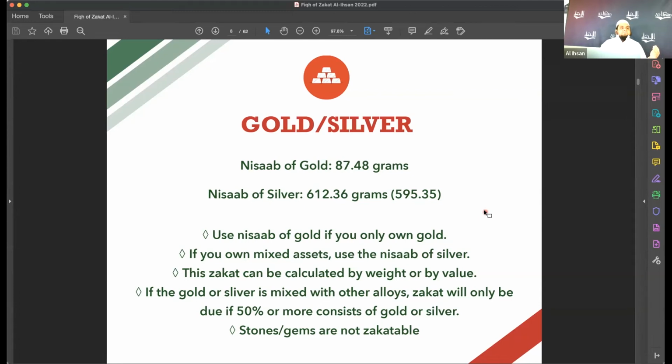Now, if you have no wealth except for gold, you don't have cash saved up or anything, you only have gold, jewelry, or whatever, you will use the nisab of gold. That's the only place where right now everyone agrees that you use the nisab of gold, if you only have gold and you don't have anything else. If you have mixed wealth, you have gold, you have silver, you have cash, you have investments, you have this, you have that, then you combine everything and use the nisab of silver.